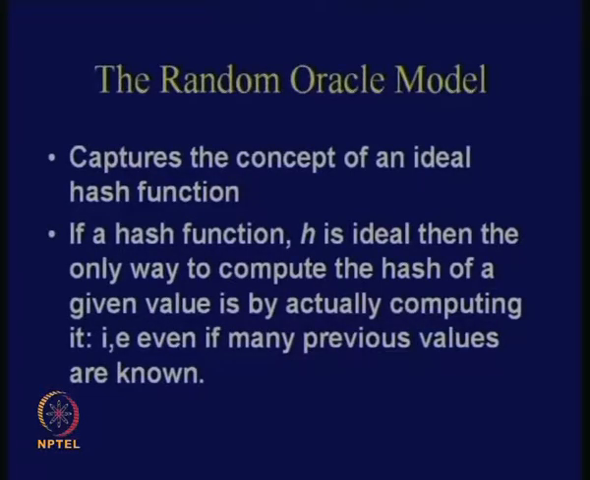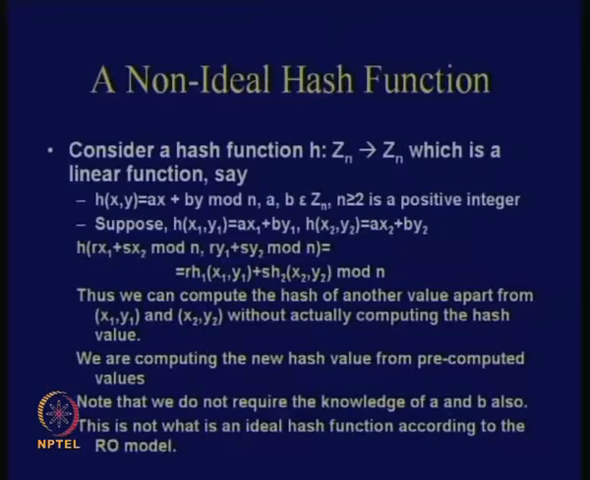If you have a very linear kind of equation, you know that in a linear equation, if you know the output of 2 points, from there you can calculate all the points, right? So this is an example of a non-ideal hash function. I hope you can see this. It says that h(x,y) equals (ax plus by) mod n. Suppose a, b and all these things are not known to me.